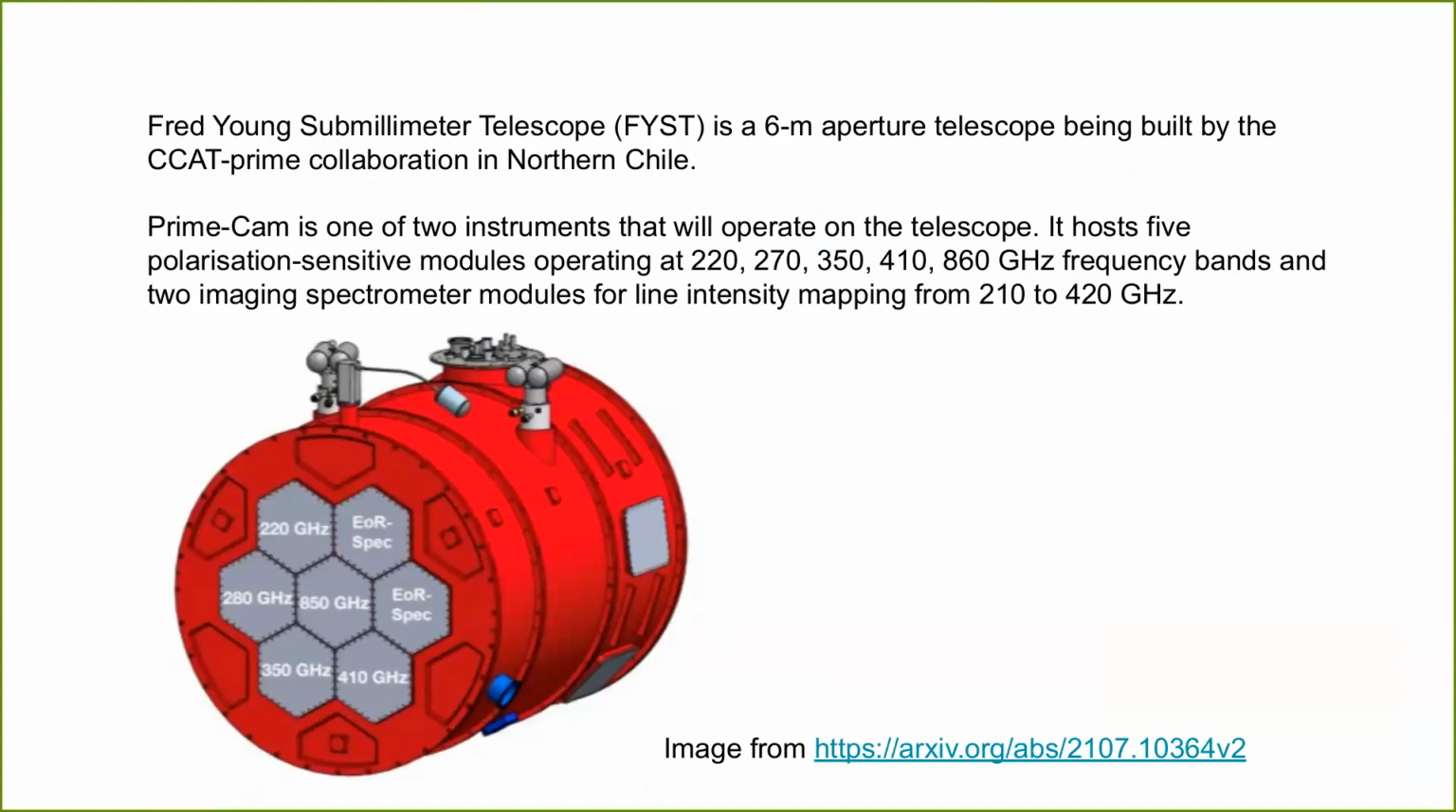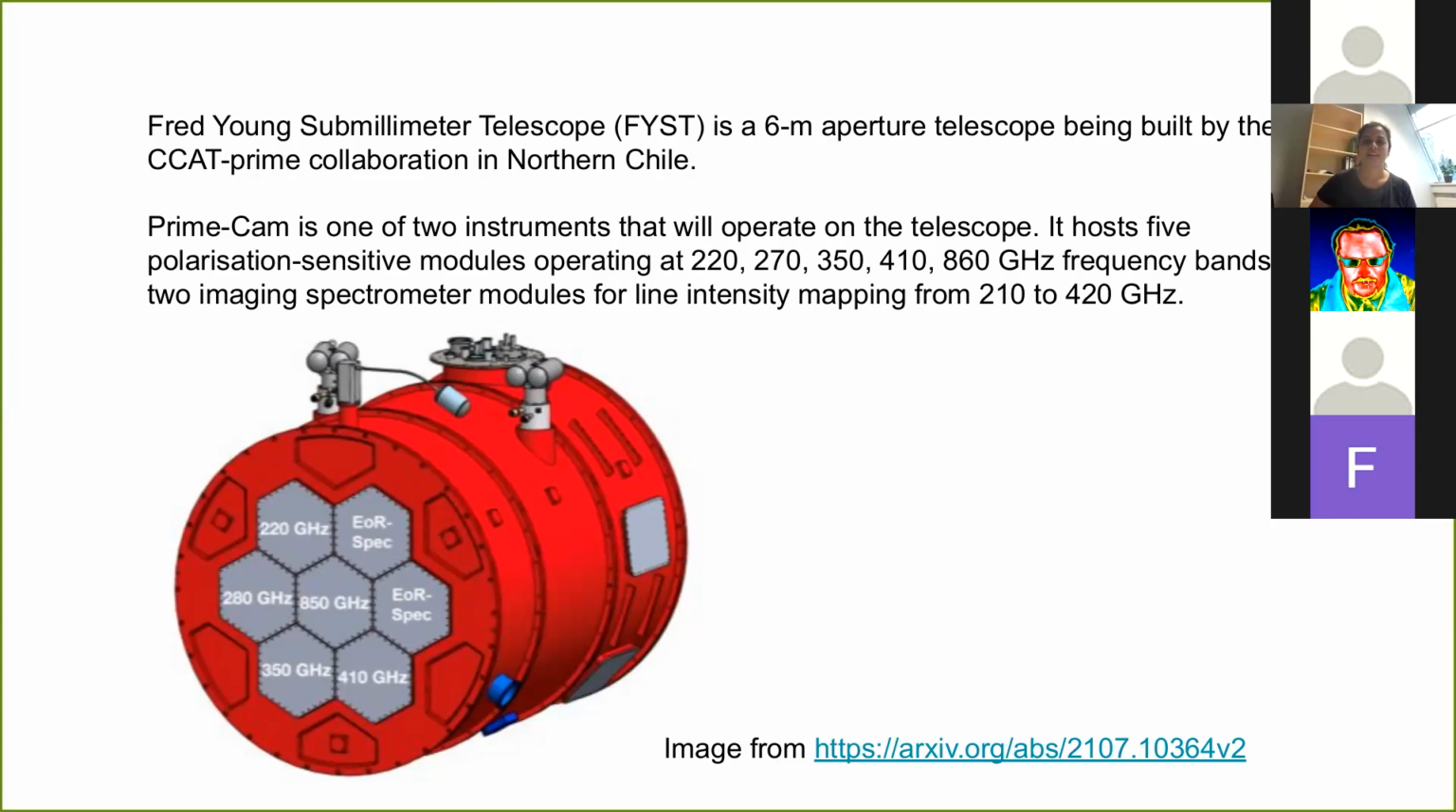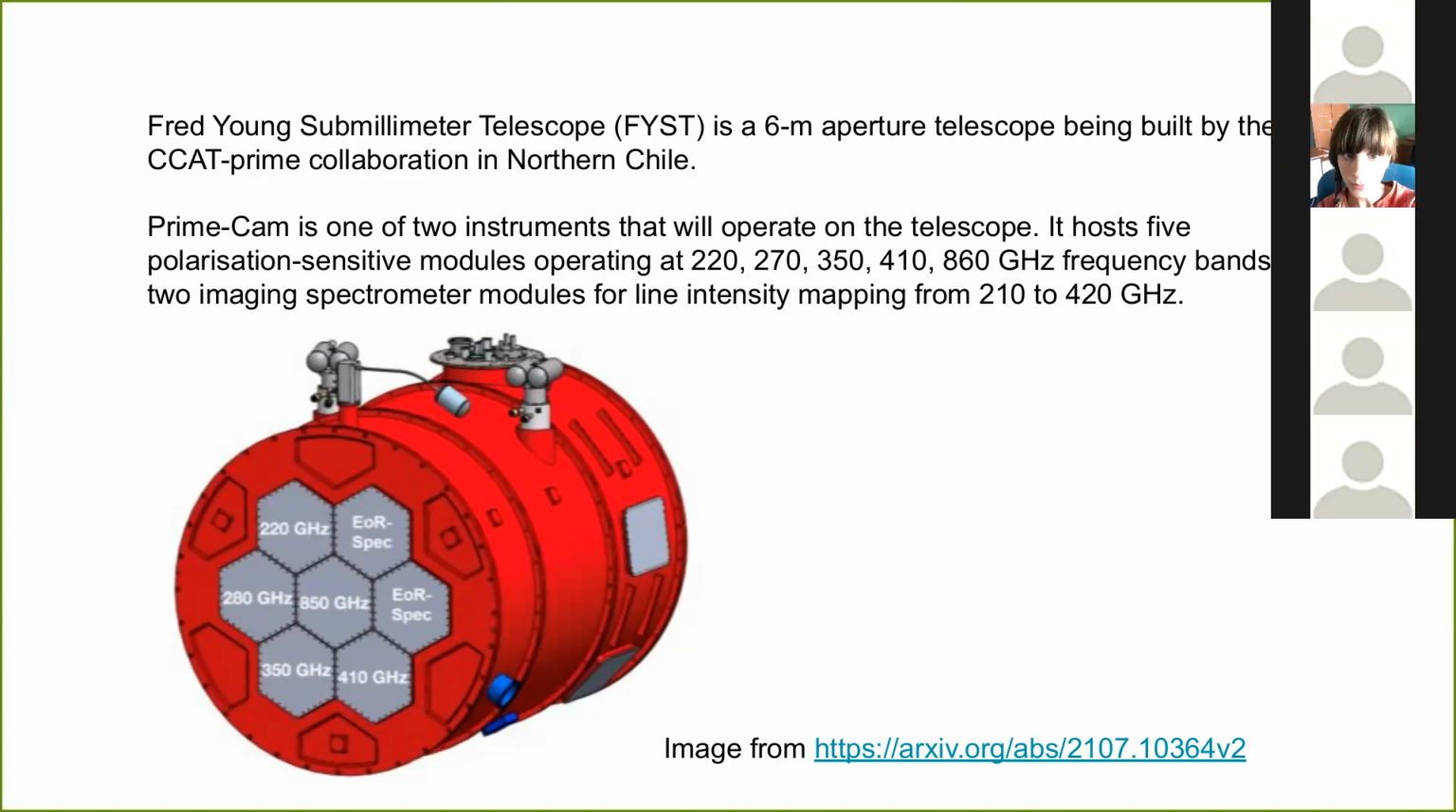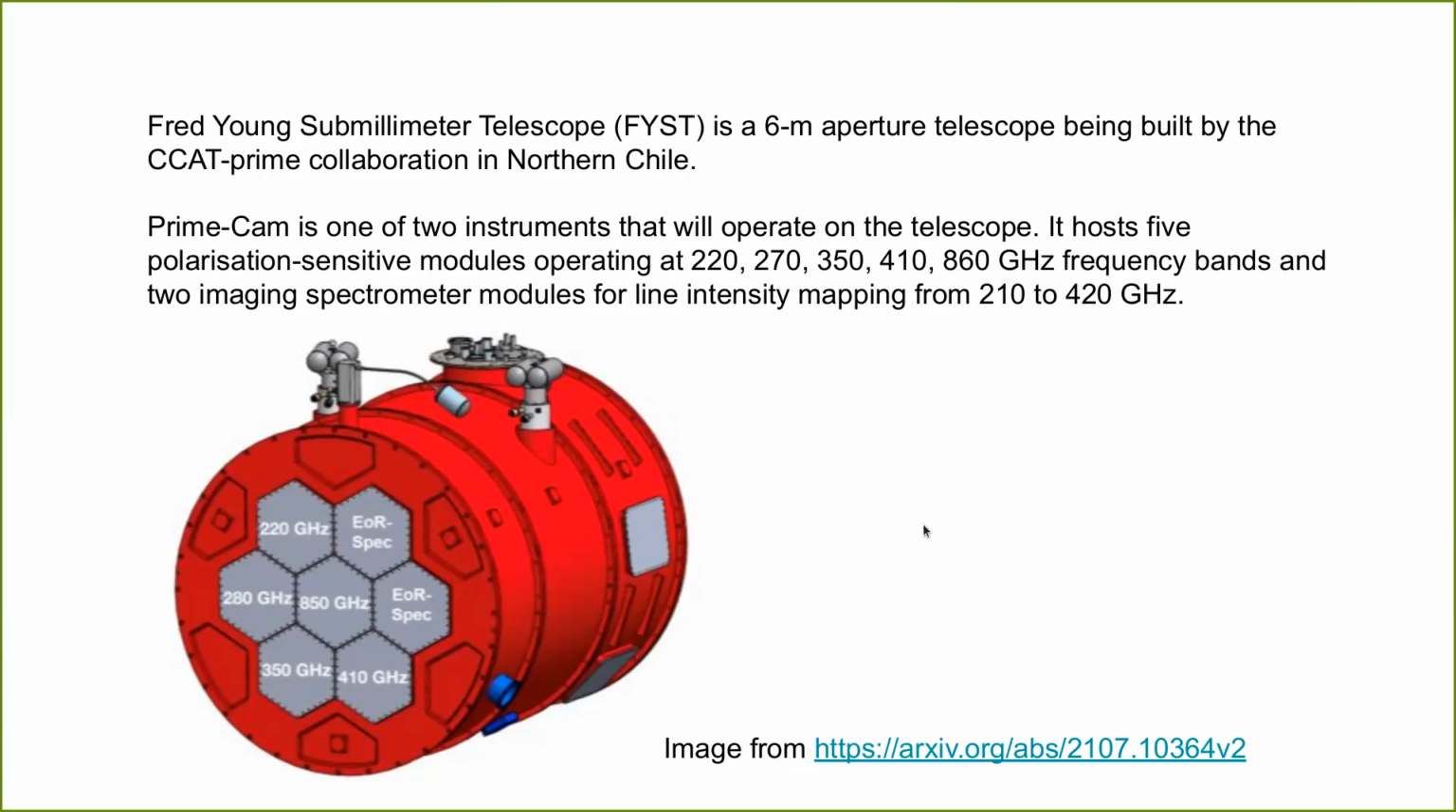So the telescope which is being built by this CCAT-prime collaboration is called the Fred Young Submillimeter Telescope. It's a 6-meter aperture telescope. And one of the instruments that will operate on it is called PrimeCam. It hosts 5 polarization sensitive modules operating at 220 to 860 gigahertz frequency bands. The instrument will also host 2 imaging spectrometer modules for line intensity mapping from 210 to 420 gigahertz.